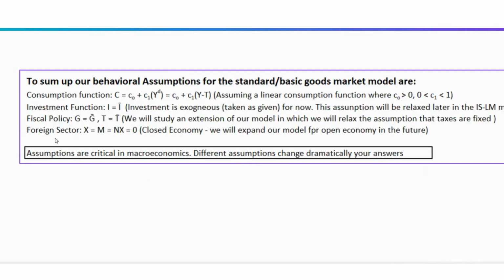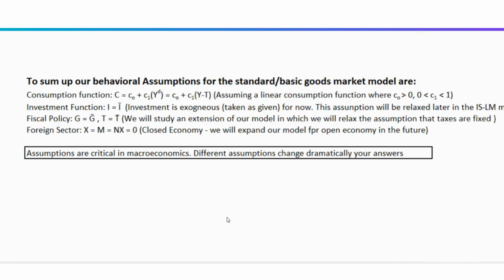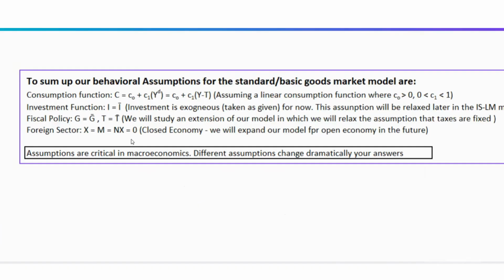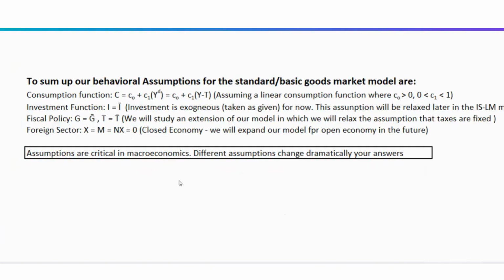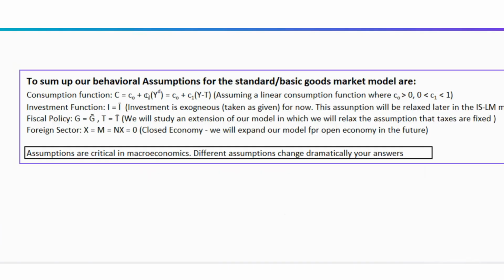And then as far as the foreign sector is concerned, we're assuming that it's a closed economy, and we will expand the model for an open economy in the future. So these are the behavioral assumptions that we make in a standard or basic goods market model. Now, it's very important to remember that assumptions are critical in macroeconomics. Different assumptions change dramatic nuances. We will later look at other variants of the goods market model. We will relax some of these assumptions and look at the implications of that.